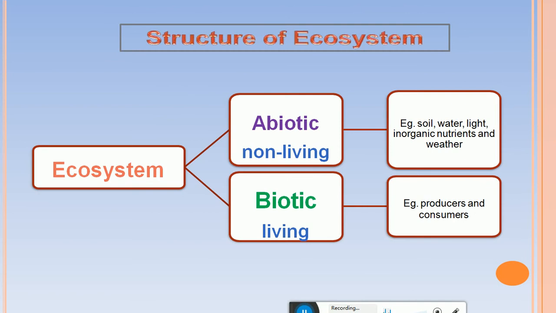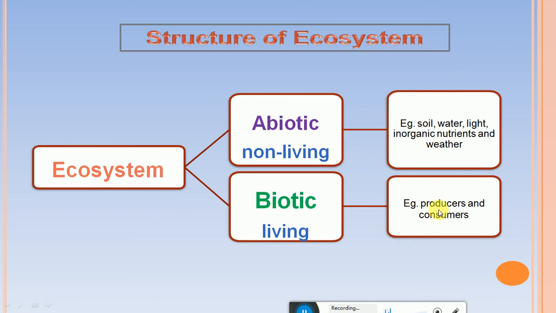Okay, so like I told you, the structure of an ecosystem consists of two important components, that is biotic and abiotic components. Abiotic means that which does not have any life. Biotic components means the organisms which have life. So the abiotic components of an ecosystem include the soil, which does not have any life, then water, light, the sunlight, inorganic nutrients and weather. So these comprise the abiotic or non-living components of the ecosystem.